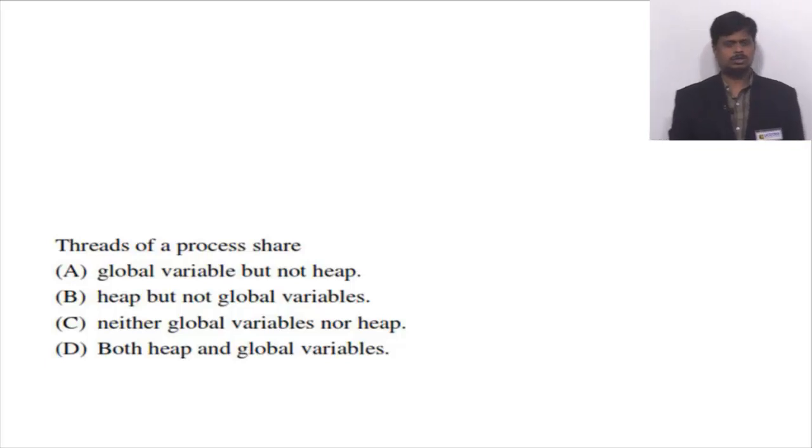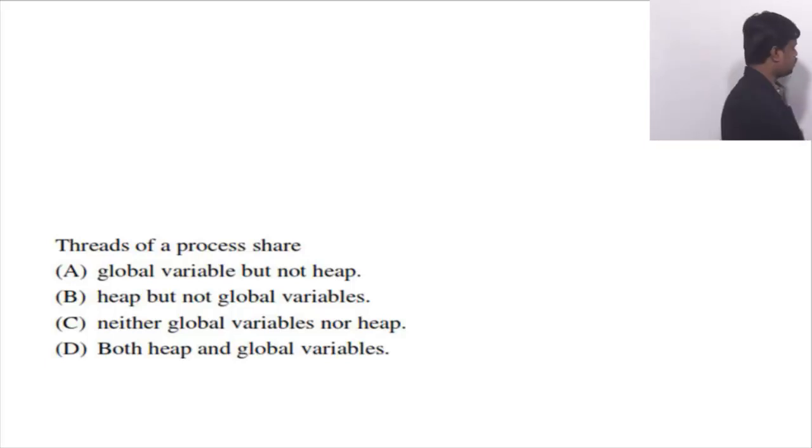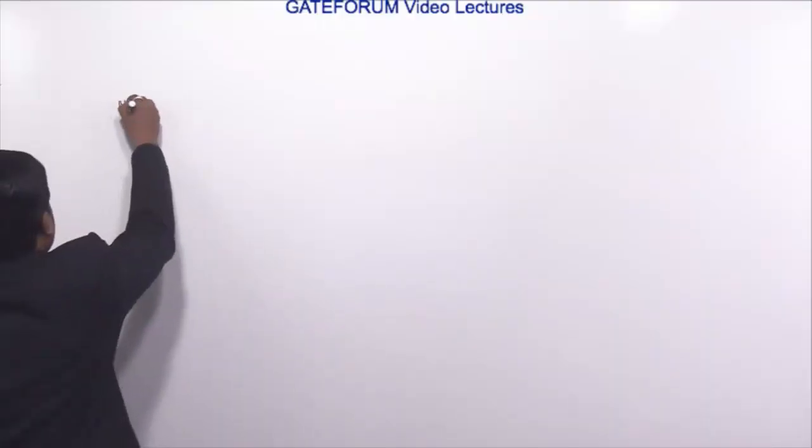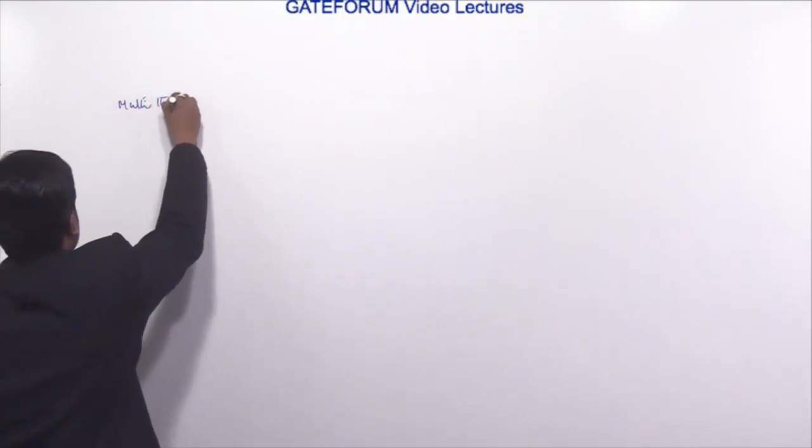According to the question statement, it is mentioned "threads of a process". Since the terminology is plural, threads of a process, it means that a process has multiple threads, so we are speaking about a multi-threaded process here. So let's recall the multi-threaded process diagram.